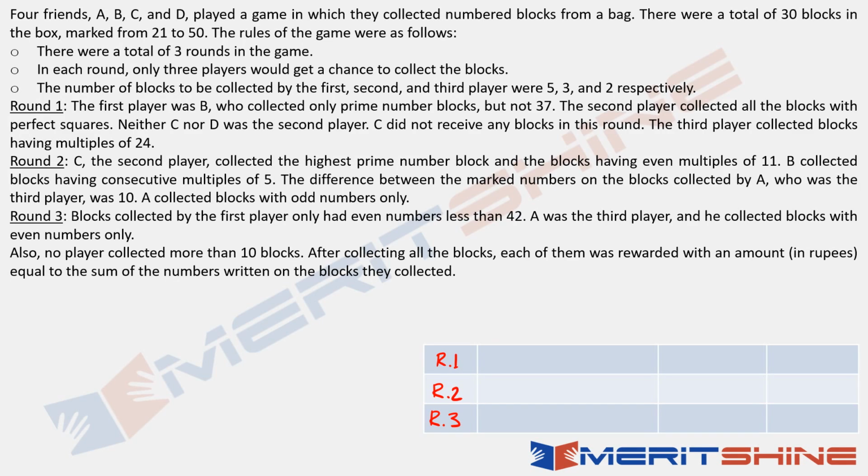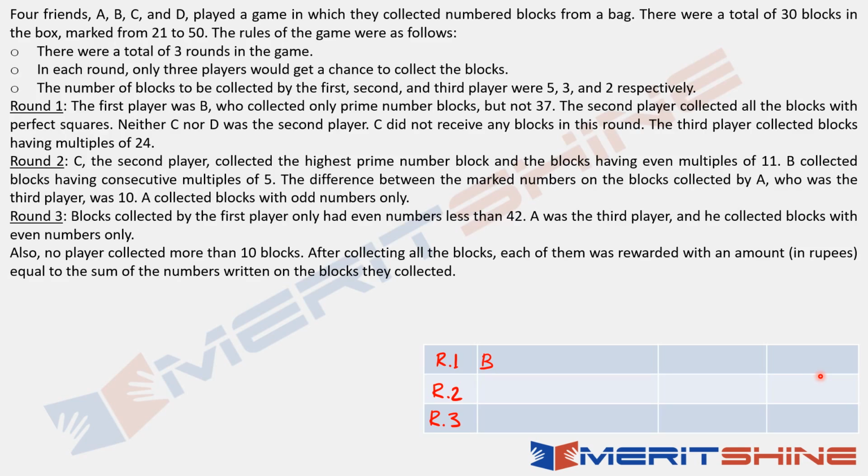So let's first go to this first round, which is round 1 here. The first player was B. So what I'll do is round 1, first player B. Whatever is written, just write it quickly. So first player B, who collected only prime number blocks but not 37. So here there will be many prime numbers. So we will not write this here. The second player collected all the blocks with perfect squares. Perfect squares would be simple to write.